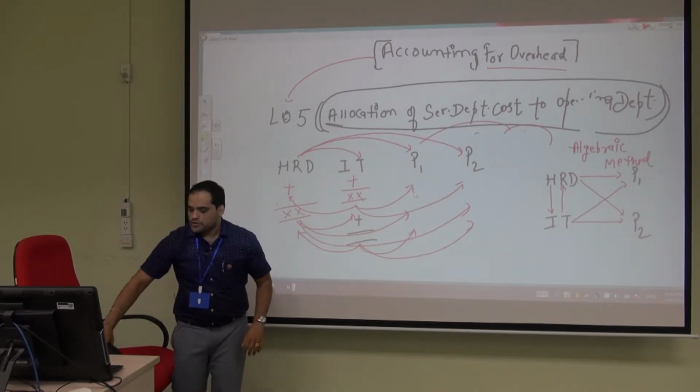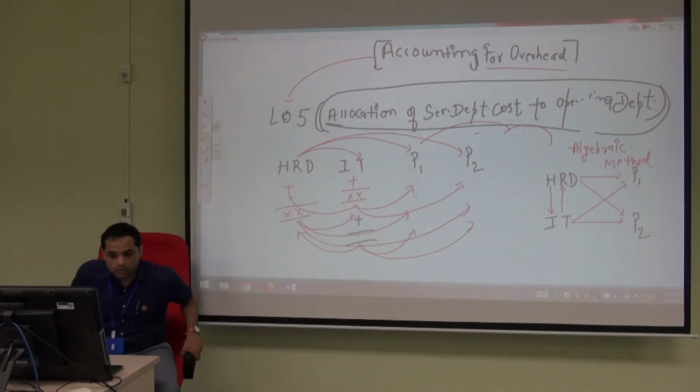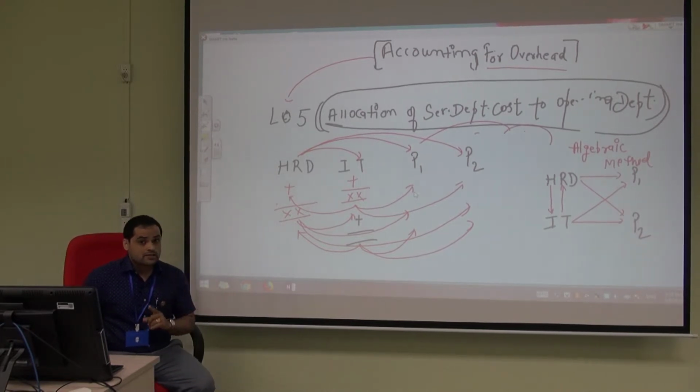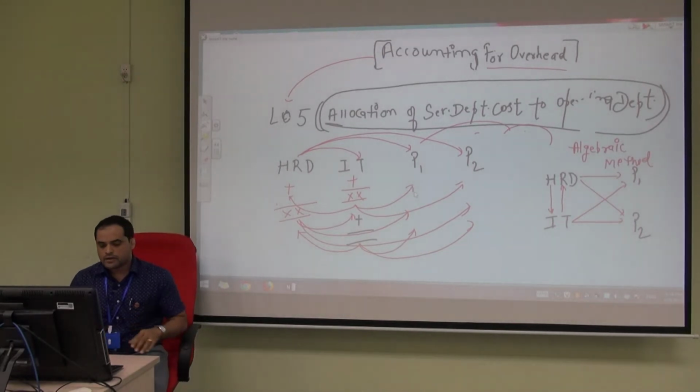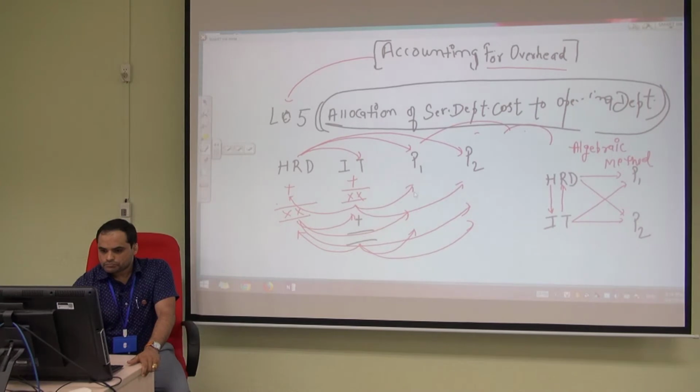So that's all about your learning outcome 5. Keep in mind, learning outcome 5 is a part of your final exam. Alright? So make sure you practice. The question is given in your lecture slide. Alright? So that's all about your learning outcome 5.